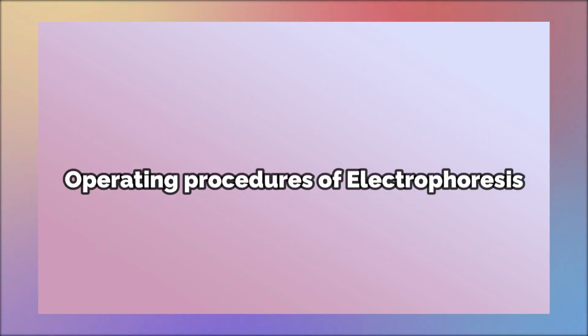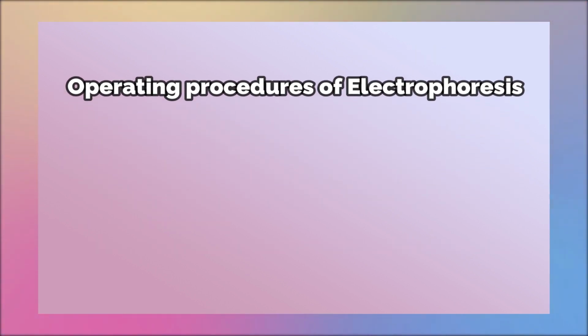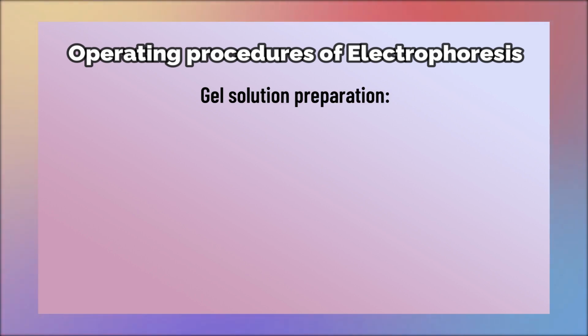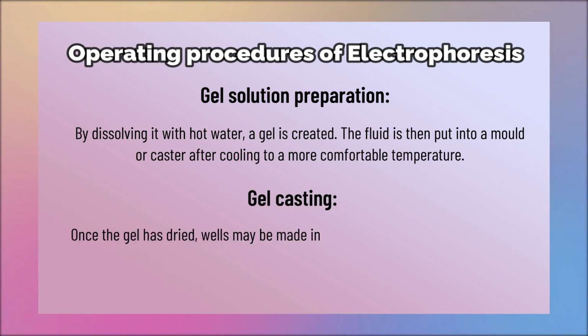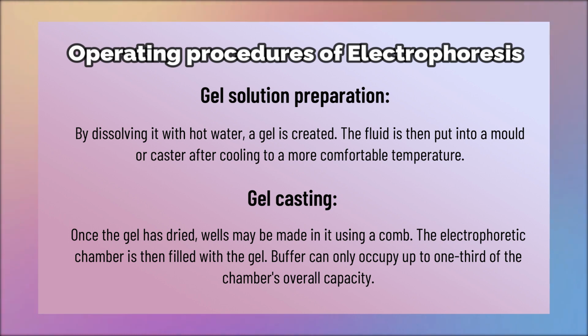So let's learn the operating procedure of electrophoresis. Solution preparation. By dissolving the agarose in hot water, a gel is created. The fluid is then put into a mold or caster after cooling to a more comfortable temperature. Gel casting. Once the gel has set, wells may be made in it using a comb. The gel is then placed in the electrophoretic chamber. Buffer can only occupy up to 1/3 of the chamber's overall capacity.